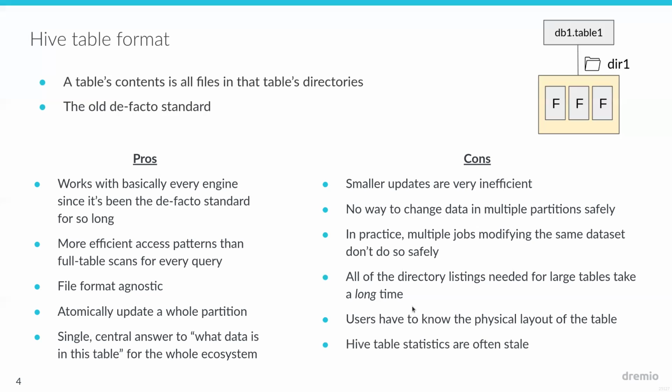And the statistics were stale because you'd have to go out and do these reads to get your table statistics. That would take a long time because you're doing a full read of the table to get those statistics. And basically, all these cons are things that Iceberg is going to end up improving upon as we go forward.